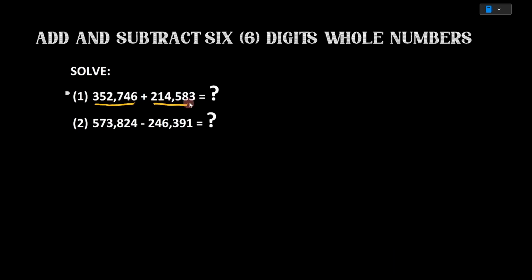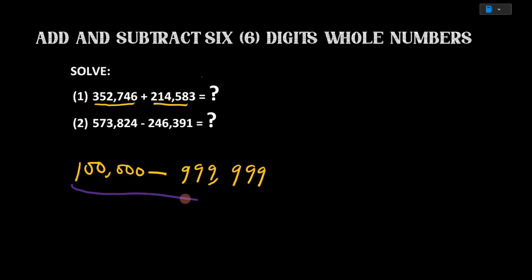If you are given these two numbers and asked to add them together, what do you do first? First, we need to understand that 6-digit numbers range from 100,000 to 999,999. Any number that falls between 100,000 and 999,999, we call a 6-digit whole number.